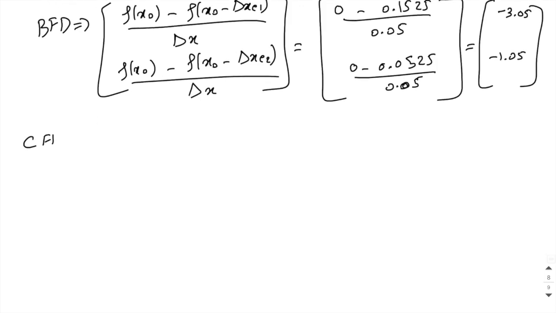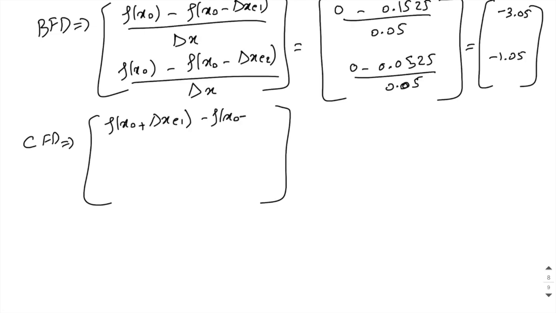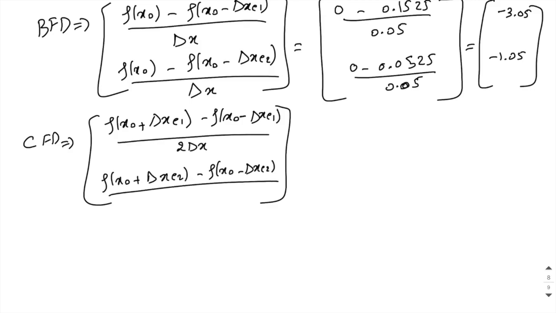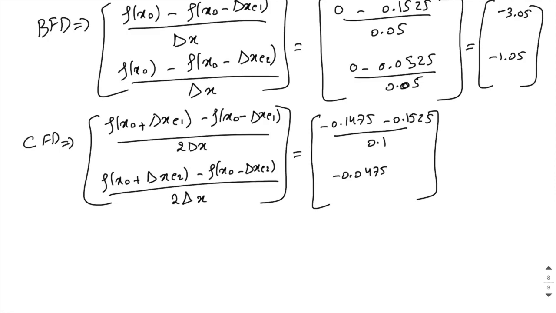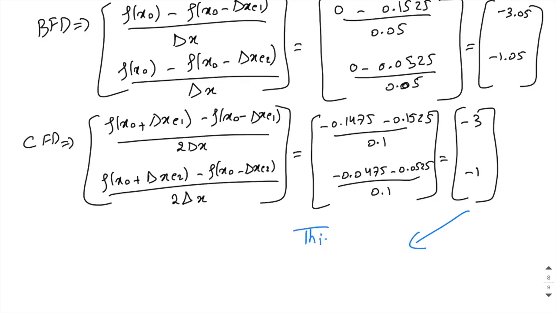For the central finite difference, so we have 2 delta x. So we calculate everything here, and we will get these values. So I am copying everything calculated previously. And you see it is near the analytical value, -3 and -1. So this approximation is identical to the analytical solution or gradient.